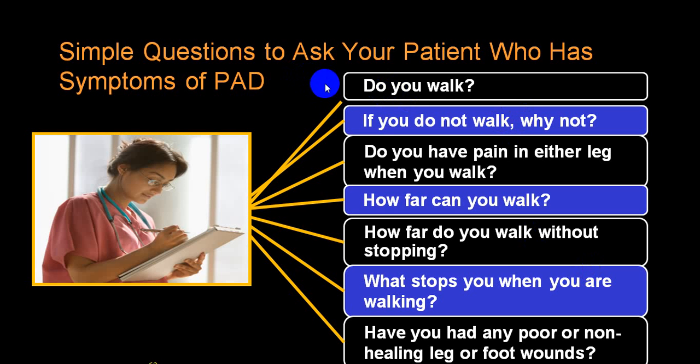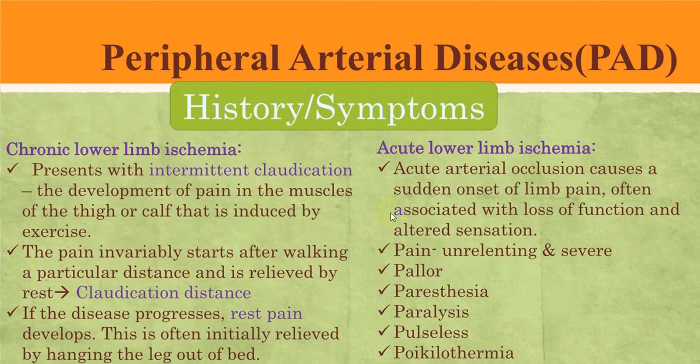When you start taking a history, history should be taken properly. Do you get any symptoms while walking? How long can you walk? What happens when you get the pain? How far can you walk? What stops you when you are walking? There are all different ways of asking those questions. Have you had an ulcer? How did it heal, etc.? So a detailed history should be taken, which will help you to differentiate acute ischemia from chronic ischemia.